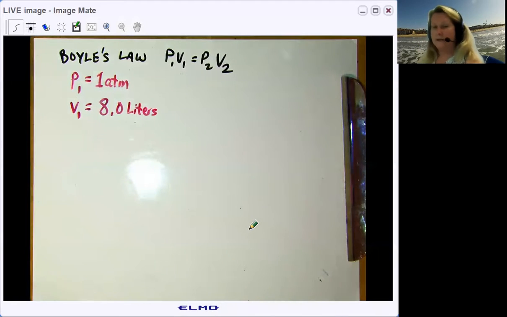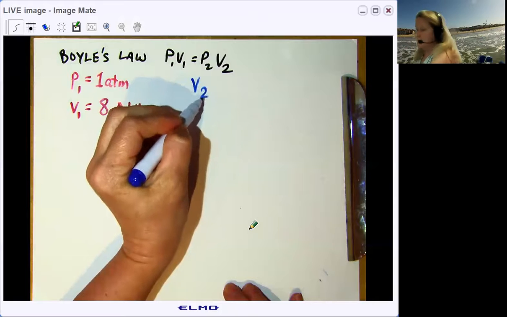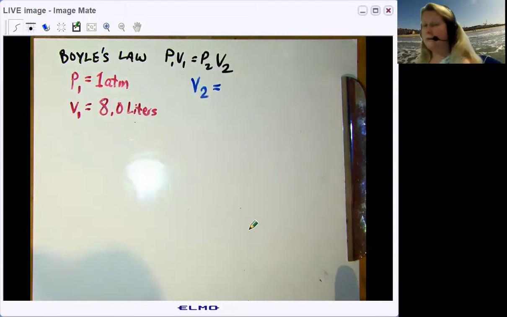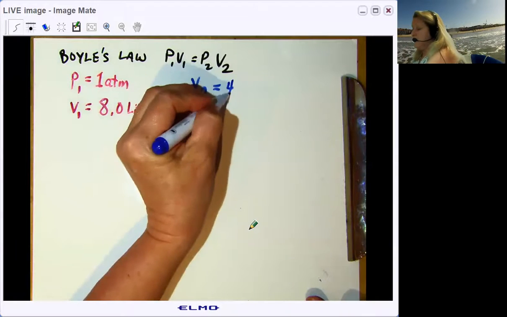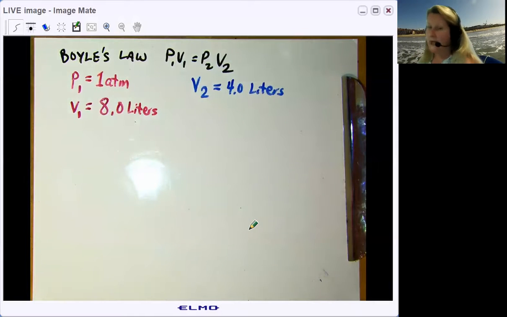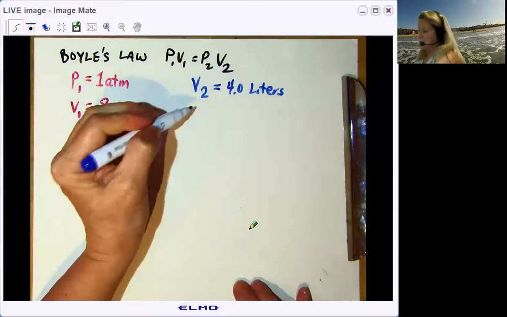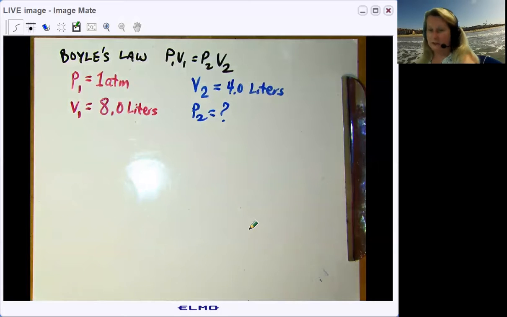Okay. Now, let's say you can compact or squeeze that container. And let's say I'm going to squeeze that container really hard and I'm going to get it down to half the size it started out with. So my second volume is going to be 4 liters of gas. So I'm taking the same amount of gas, the same number of moles of gas, and I'm compacting it down into half its size. How is that going to affect its pressure? So what I'm asking you to find in this problem is what is P2?